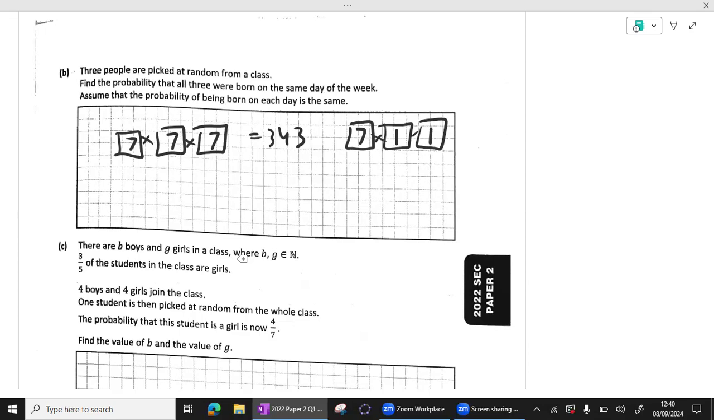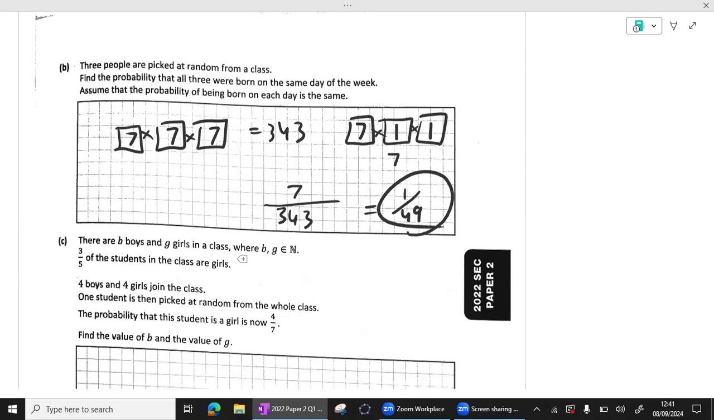So 7 by 1 by 1 is 7. So the probability, I should say, is 7 over 343. So there's a 1 in 49 chance that in this class, 3 of the students are going to be born on the same day of the week.